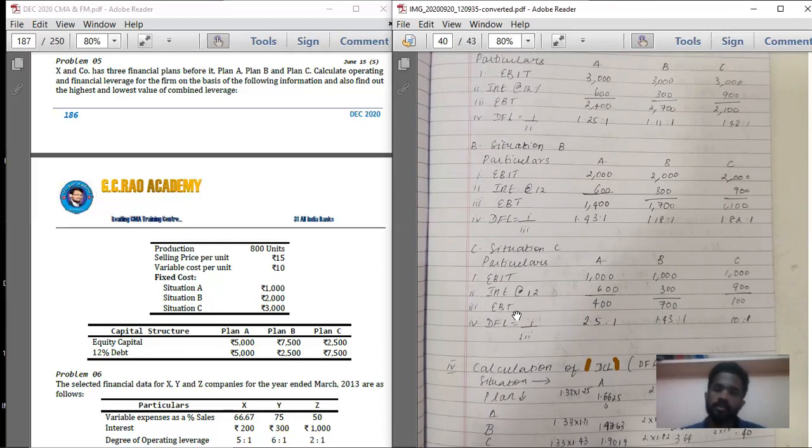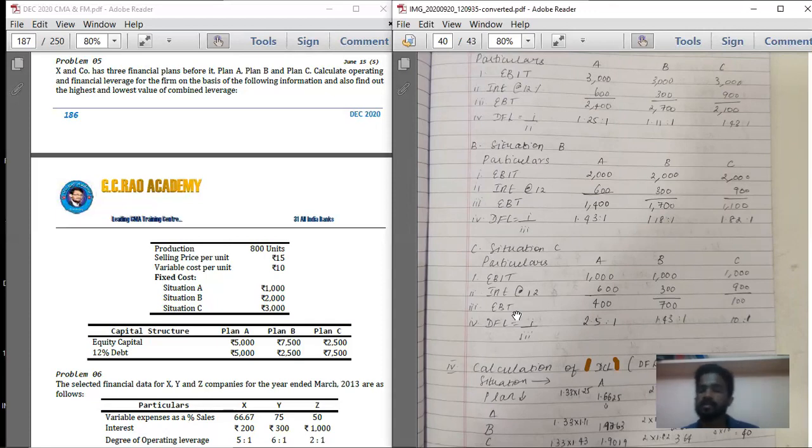Below that, draw a four-column table. First column particulars, second column A, third column B, and last column C. Below that, under particulars, small roman number 1, EBIT. What is the EBIT under situation C? 1000. So in all three columns record 1000.